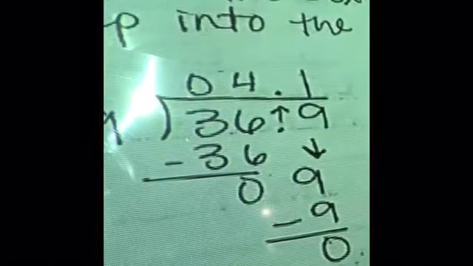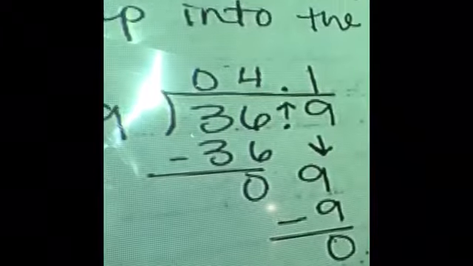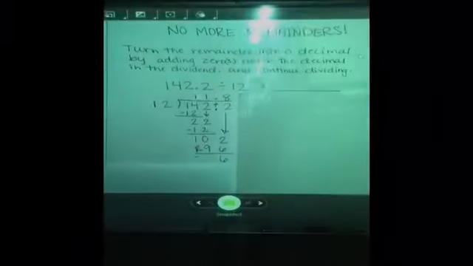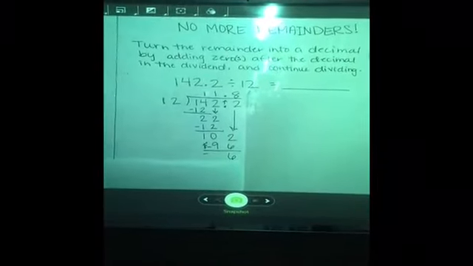So what happens if there is a remainder? How do we change that into a decimal? Many of you felt like you don't really know how to divide decimals yet, and that's because we did not teach this one last step. And here it is. The title of the slide says, no more remainders.